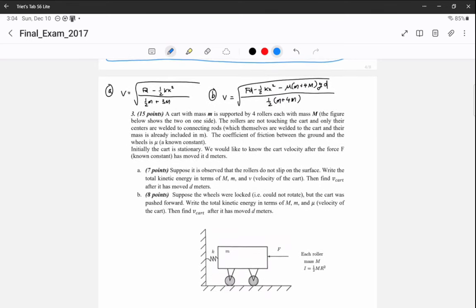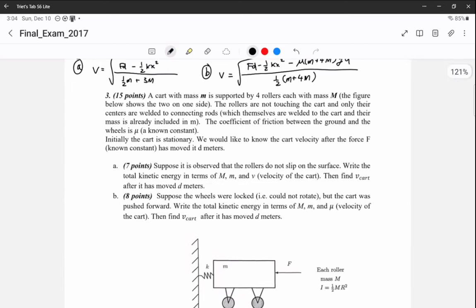Now let's go ahead and do problem 3. So 3, you have a cart with mass m. You have 4 rollers, each with mass big M. That's a little counterintuitive with the smaller m and big M, but whatever. The rollers are not touching the cord under the cart, ready to connect and draw it, which they say are welded to the cart and their mass is already included in m. The coefficient of friction between the ground and the wheel is mu.